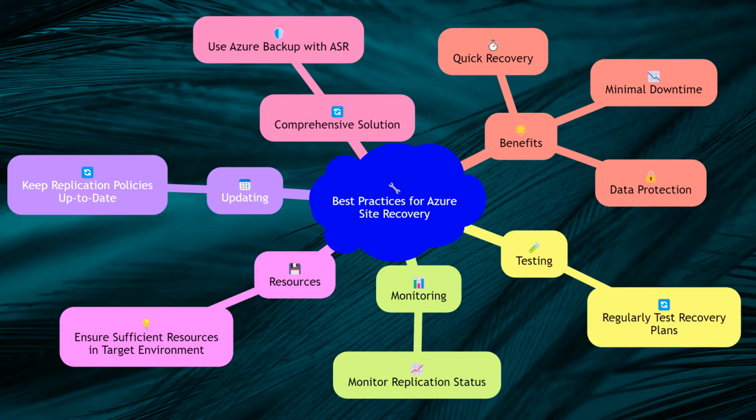To ensure the effectiveness of your disaster recovery plan, it is important to follow best practices for Azure Site Recovery. These include regularly testing your recovery plans, monitoring replication status, and keeping your replication policies up to date. It is also important to ensure that your target environment has sufficient resources to handle the replicated workloads. Additionally, consider using Azure Backup in conjunction with ASR to provide a comprehensive data protection solution. By following these best practices, you can ensure that your organization is prepared for any disaster and can quickly recover with minimal downtime and data loss.